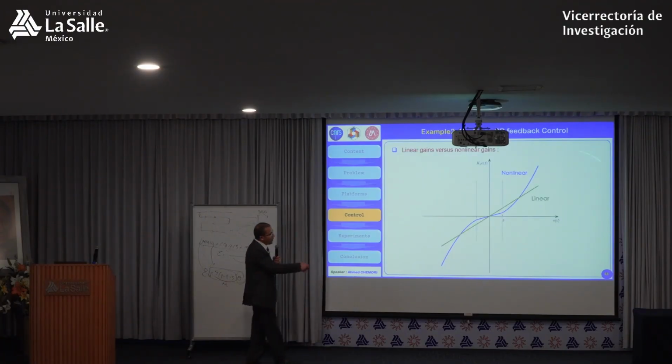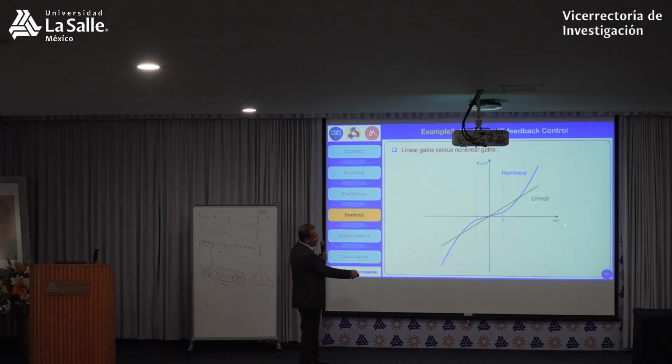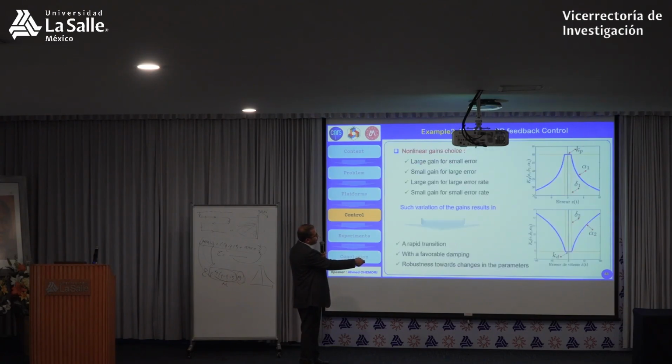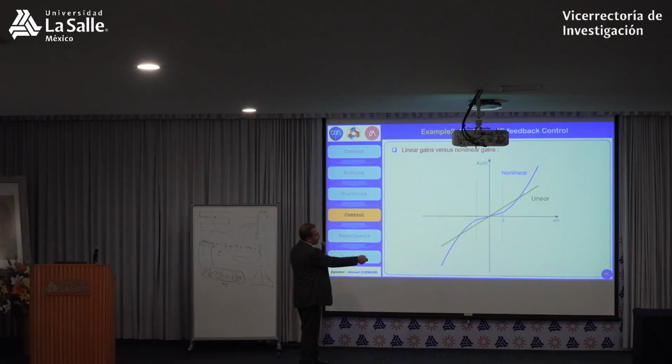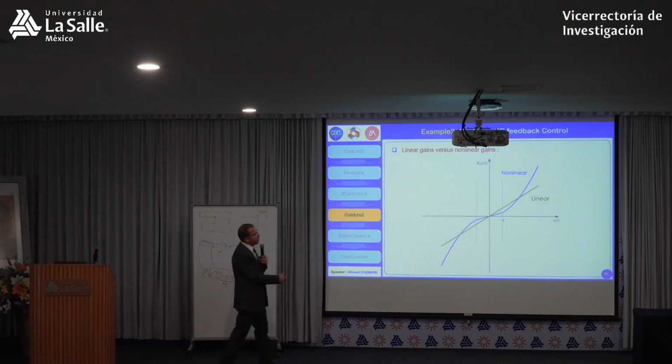Let me compare both gains. If you take Kp multiplied by E, and here E is the position error. This is Kp multiplied by the position error. In the linear case, you will have something like that. But in the nonlinear case, within the delta it will be constant, so it will be linear. And here it will be exponential, it's non-linear. This is the difference between linear and non-linear gains.